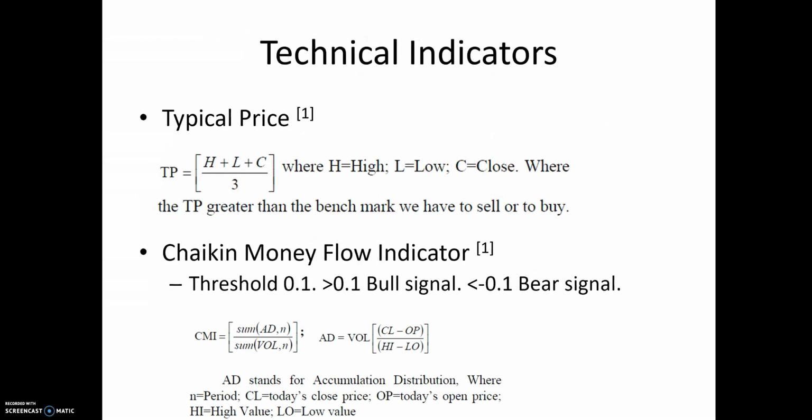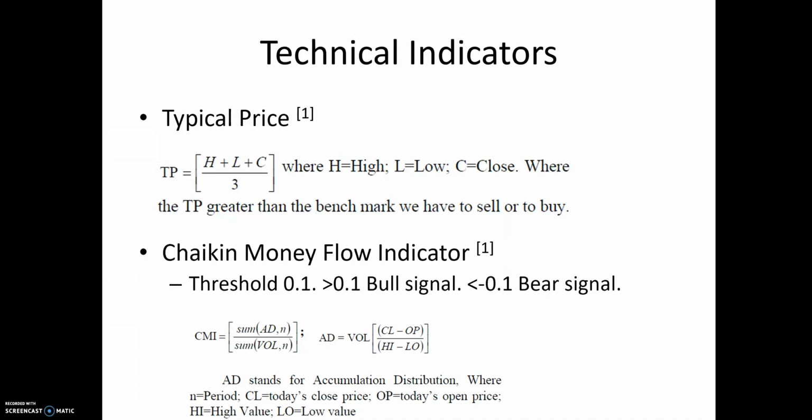All right, so now I'm going to jump into the indicators. So the first one is typical price. Typical price is very easy. It's just a simple average of the high price, low price, and close price. And we're going to compare this price to a benchmark. Usually, we're going to set the benchmark as a 13 days moving average. Some people may choose 20, but for this research, I chose the 13 days moving average.